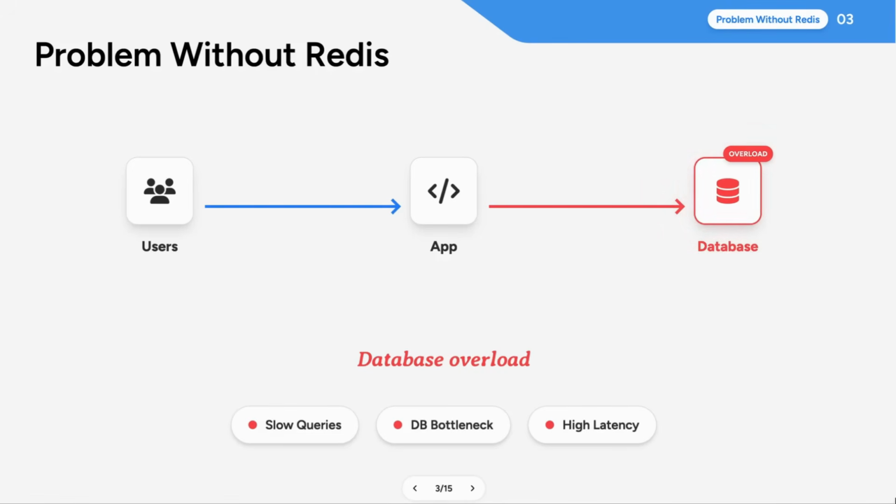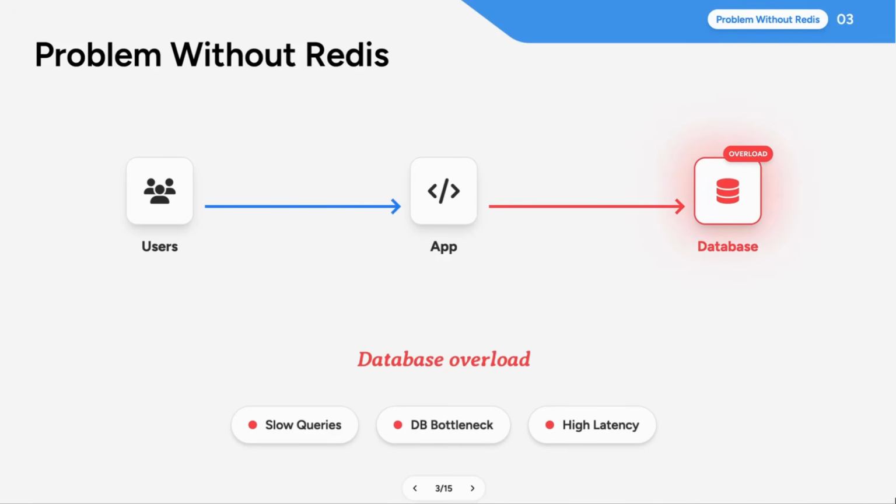So let's first understand what is the problem without Redis. For example, an e-commerce platform. Millions of users repeatedly request the same product details, the same user profile, and sometimes the same homepage content, where they see live sales and products in the sales. Okay, so every single request hits the database.